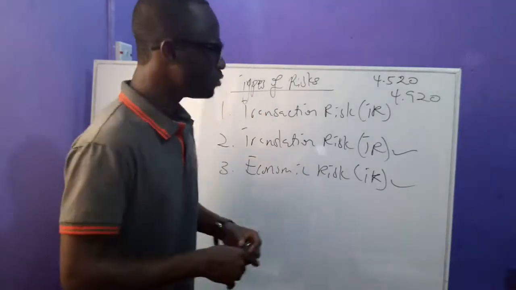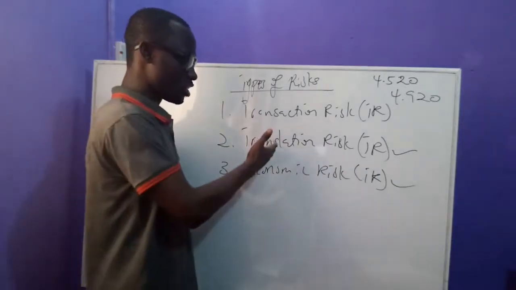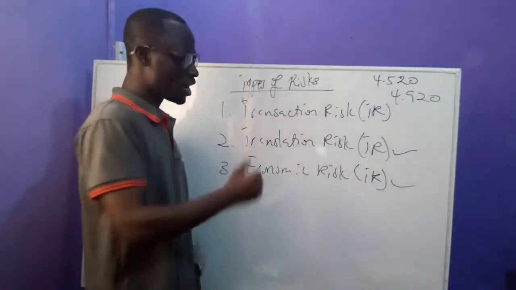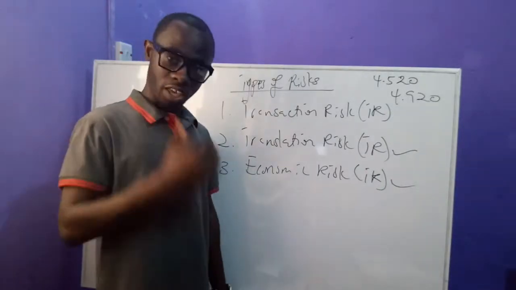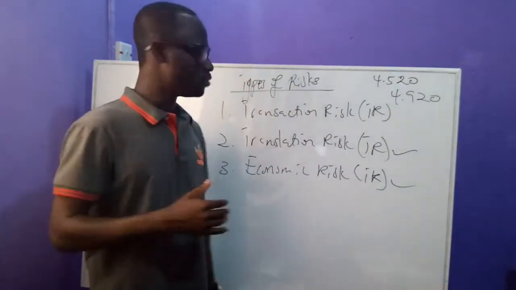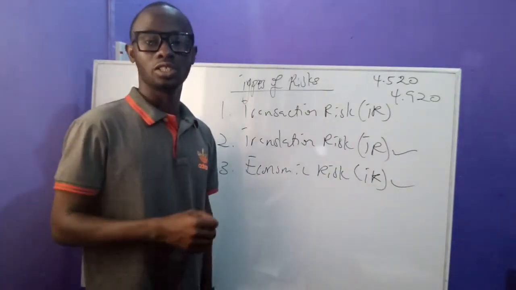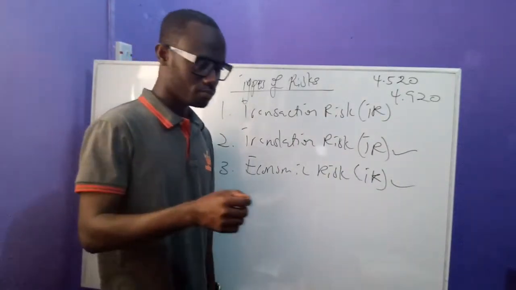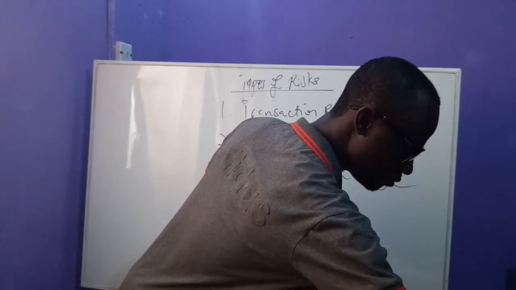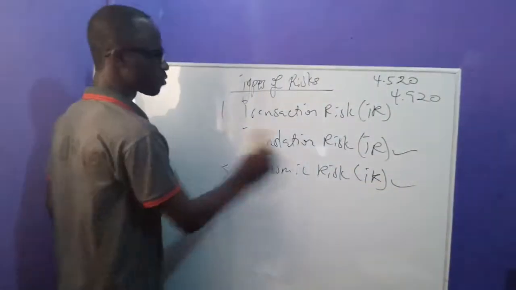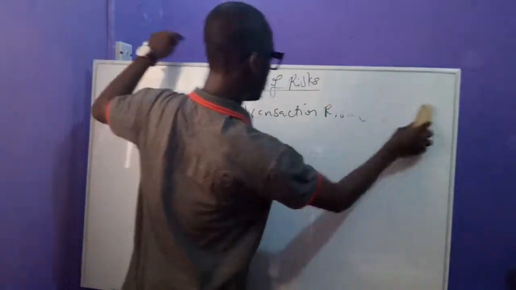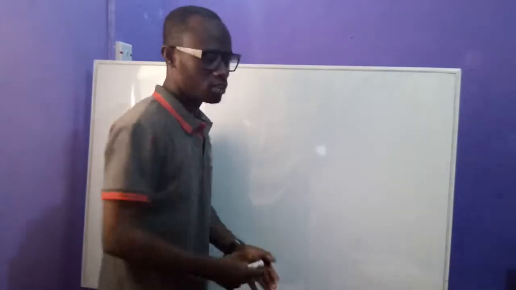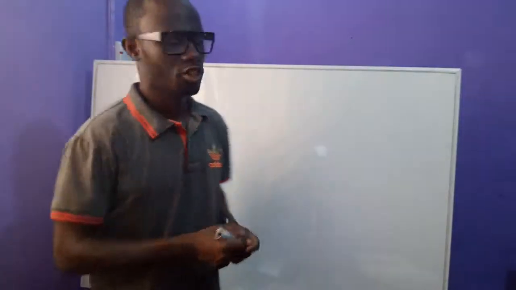So our objective here is not to look at translation risk, it's not to look at economic risk, but we are going to be focusing our objective from here till the time we end the subject on the first one, which is the transaction risk. Now, having had these, let's now look at the foreign exchange market.